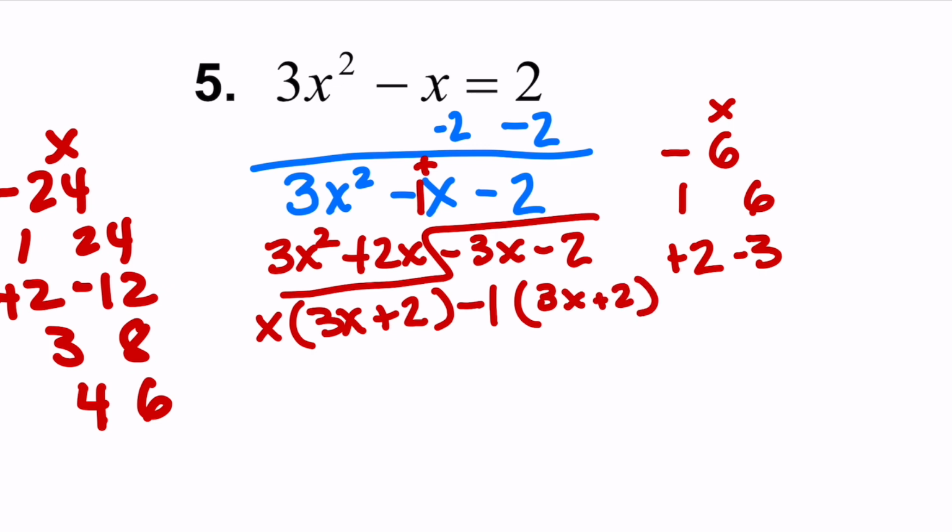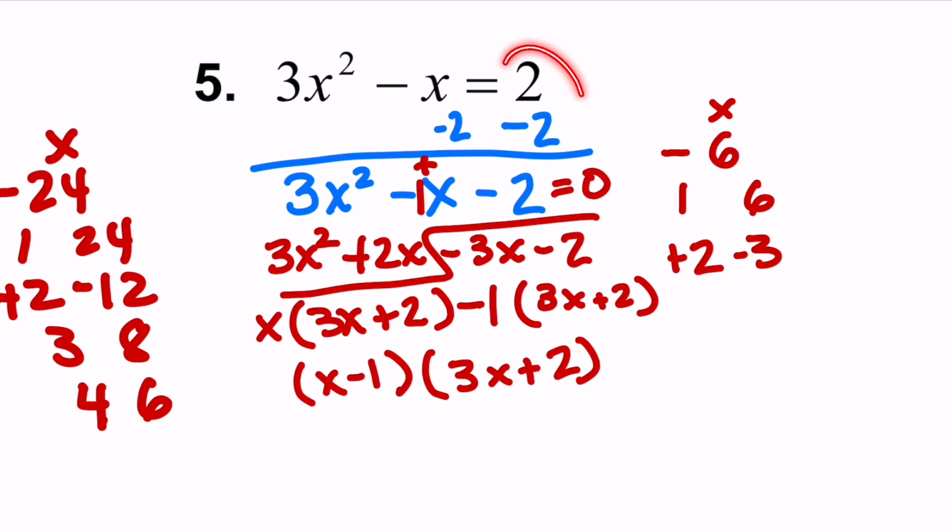We know we did it right if these two second numbers are the same. So 3x plus 2, we have an x minus 1. So our first one is x minus 1. Our second one is 3x plus 2. And then we want to set that equal to 0. We had a 2 minus 2 here, which makes a 0.